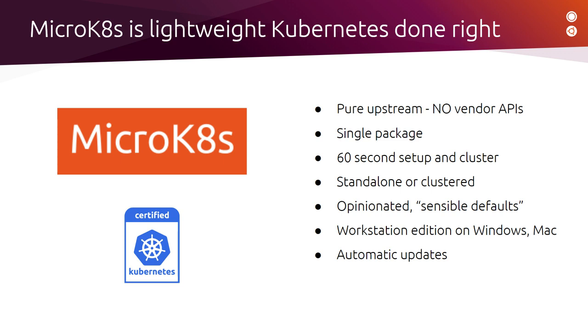MicroK8s has all the Kubernetes core components, and it is also opinionated. What this means is that a lot of the add-ons that you would typically look for in Kubernetes, such as DNS and the dashboard, are a single command away. MicroK8s is available for most popular Linux distributions and also for Windows and Mac workstations through a native installer for both operating systems. On Windows, you also have the option to get it on WSL.